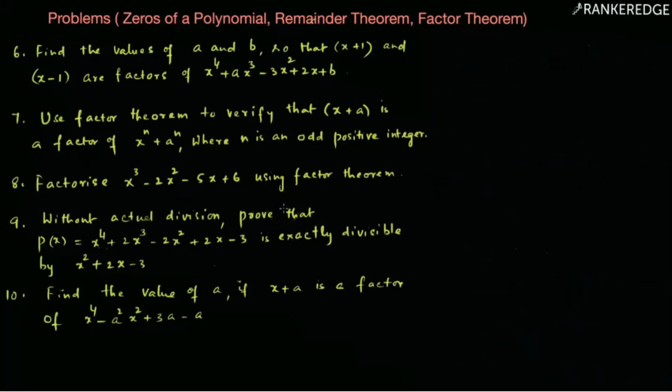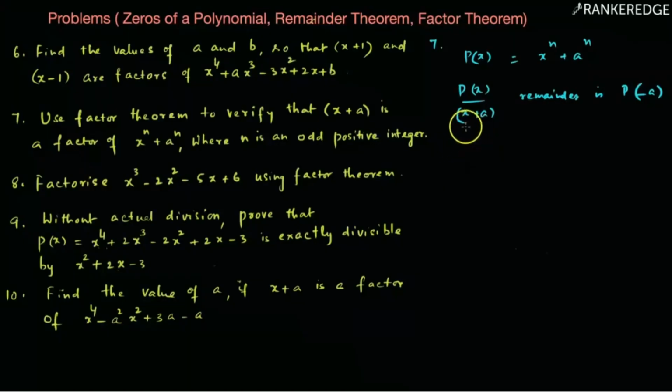Next, use factor theorem to verify that x plus a is a factor of x power n plus a power n. What is the polynomial given? This is for the seventh one. P of x is equal to x power n plus a power n. This when divided by x plus a, the remainder is p of minus a. I have to verify that x plus a is a factor of this, which means that I have to prove p of minus a is equal to 0. If I prove p of minus a is equal to 0, which means the remainder is equal to 0, then I would have proved that x plus a is a factor of p of x.